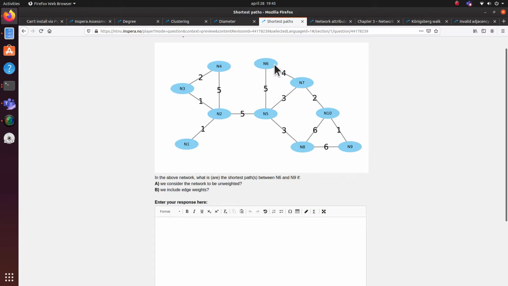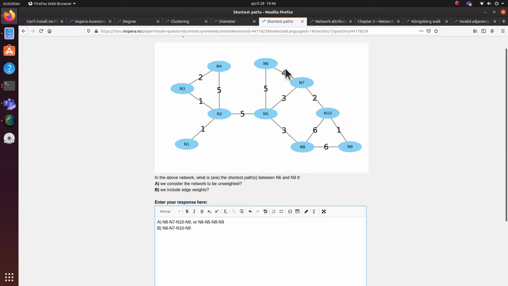If we include the edge weights, the paths here become 4 plus 2 plus 1 is 7, and the other path is 5 plus 3 plus 6, which is 14. So in this case, for A, we can just write the answer. It would be n6, n7, n10, n9, or n6, n5, n8, n9. For B, it is only n6, n7, n10, n9, since there is no other way.